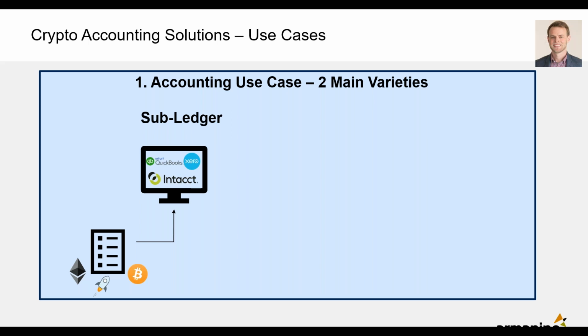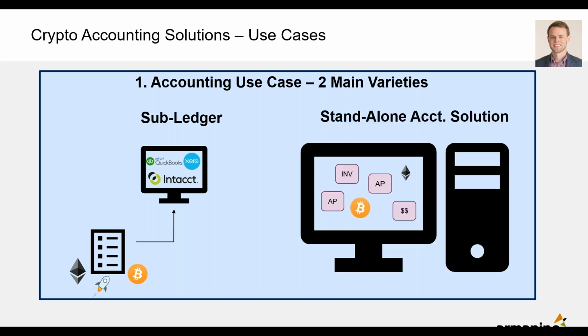And for the crypto-specific needs that I mentioned, which these legacy systems don't have, you can rely on the crypto accounting solutions. The other approach is that some of these solutions offer more of a full suite solution themselves. And so they effectively replace QuickBooks, Xero, Intacct, NetSuite, whatever it is that you're using, and have AP, inventory, AR, and cash modules and functionalities built in themselves.